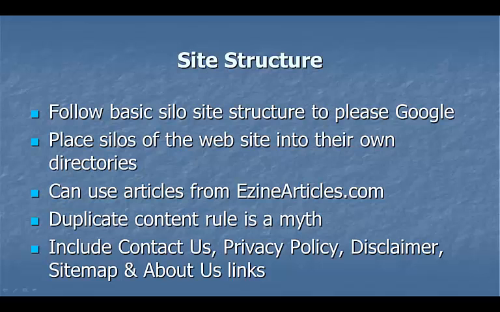Now, what I mentioned earlier was that, to please Google, you've got to include a contact us link, a privacy policy, a disclaimer, a sitemap, and an about us link. Okay, if you don't have it on your website, I can guarantee you Google will never give you a favorable ranking on your website. So make sure that you do include these links somehow on your website.